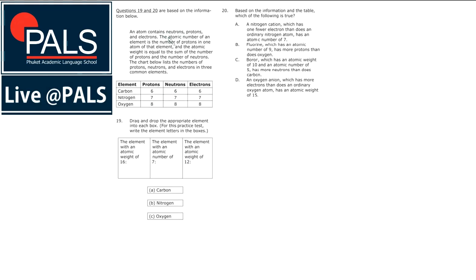19 and 20 are based on the following information. An atom contains neutrons, protons, and electrons. The atomic number of an element is the number of protons in one atom of that element, and the atomic weight is equal to the sum of the number of protons and the number of neutrons. The chart below lists the numbers of protons, neutrons, and electrons in 3 common elements: carbon, nitrogen, oxygen, 6, 7, 8 protons, 6, 7, 8 neutrons, 6, 7, 8 electrons. Drag and drop the appropriate element in each box.